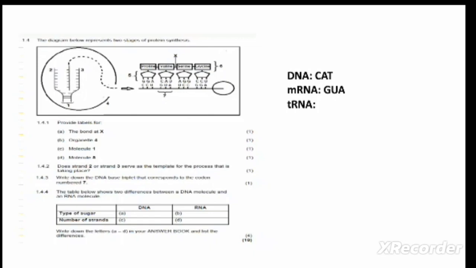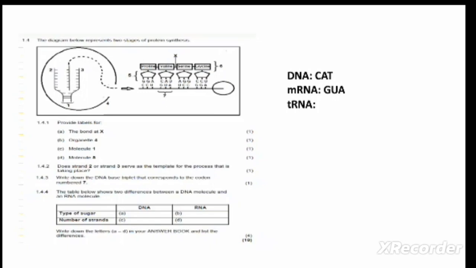Let's look at the next question. It says that does strand 2 or 3 serve as a template for the process that is taking place? If you look at the line that is between the two strands there, those small horizontal lines are facing strand 2. It means that they're pairing with nitrogenous bases of the second strand. So this means that strand 2 is the answer.